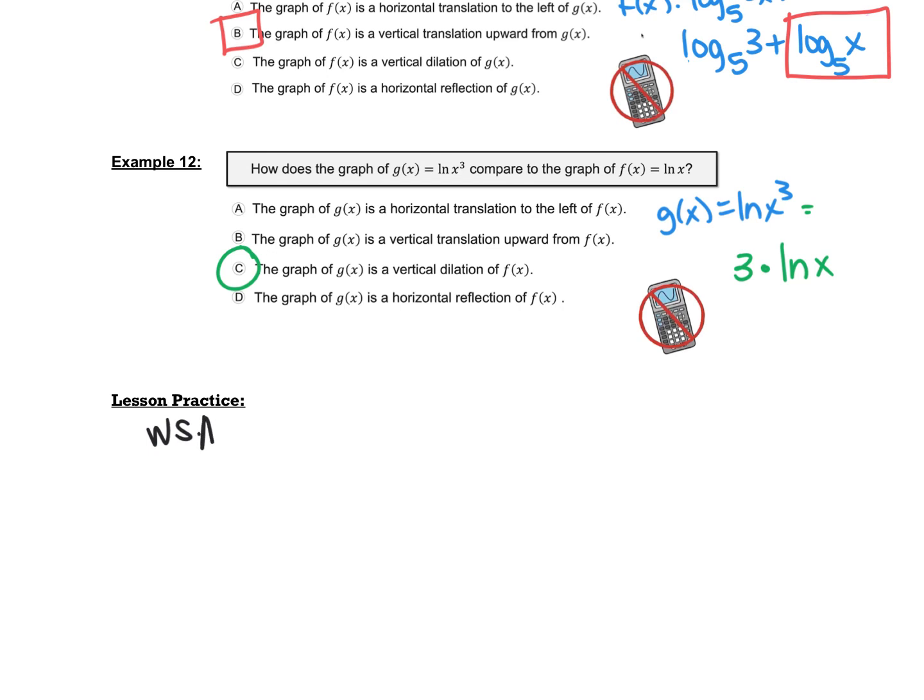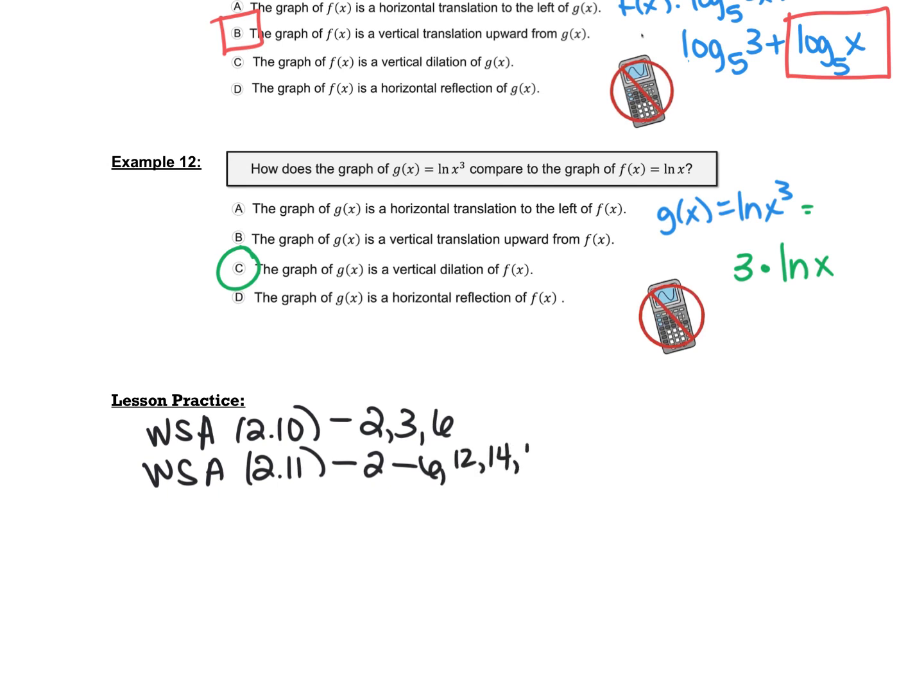So on worksheet A for 210, we're going to do 2, 3, and 6. For worksheet A for 211, we're going to do 2 through 6, and then 12, 14, and 16. And then for 212, we're going to do 3, 4, 6, 8, 9, and 11, 12, and 13. Okay? So that's what I would look at.